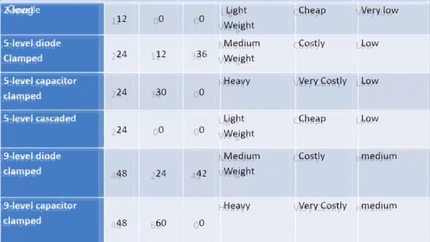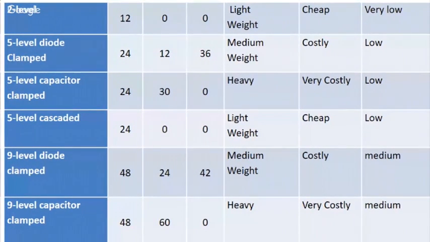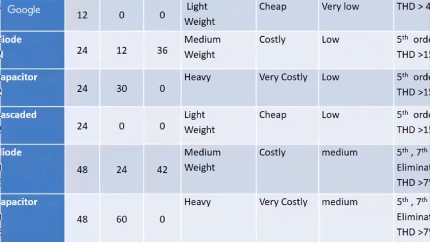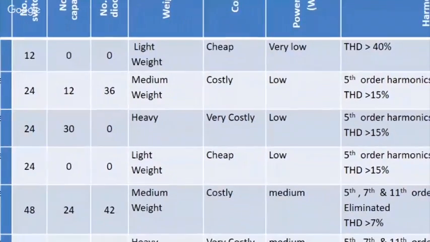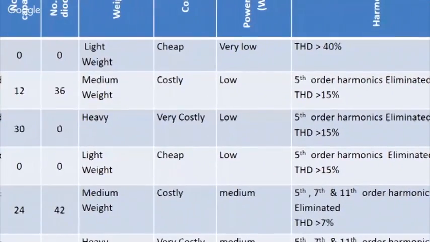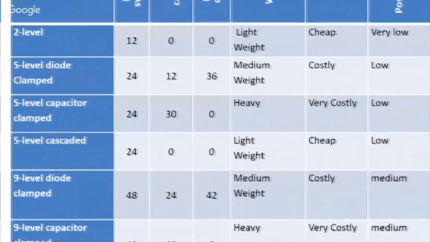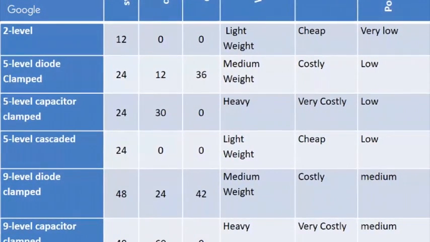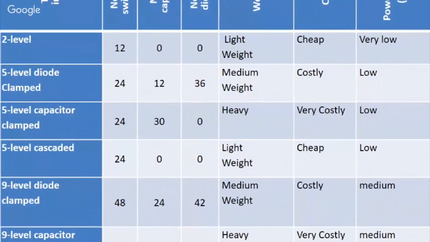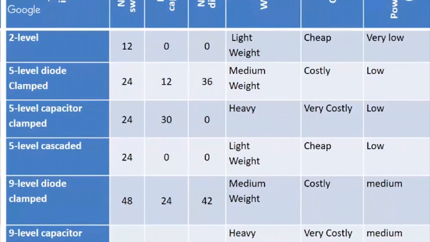Okay, and if you see the diode clamp, it is medium weight because of the number of components, 12 and 36. Costly, low power loss, and the THD is greater than 15% when you go for 5 level. Similarly, the capacitor clamp, you can see it has 30 capacitors. It doesn't have diodes, but 24 switches are required. But when you go for a 5 level cascaded inverter, only 24 switches are required, and it doesn't require any capacitors and diodes. So automatically you understood why we go for this cascaded H bridge.